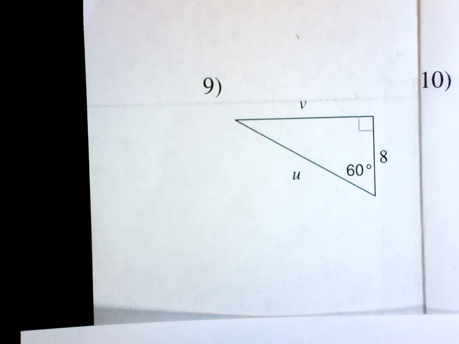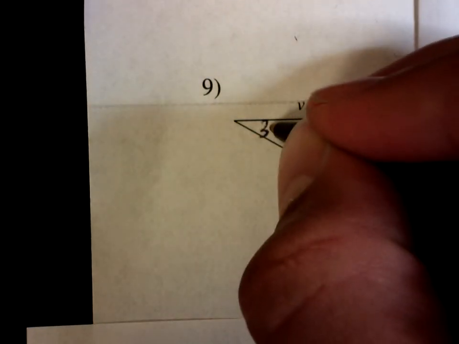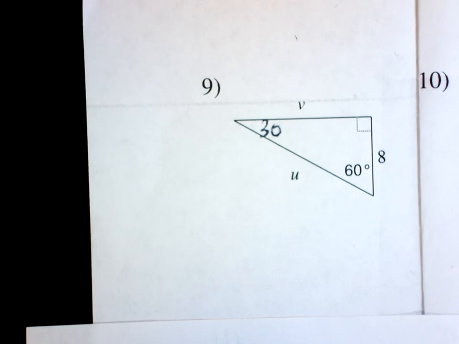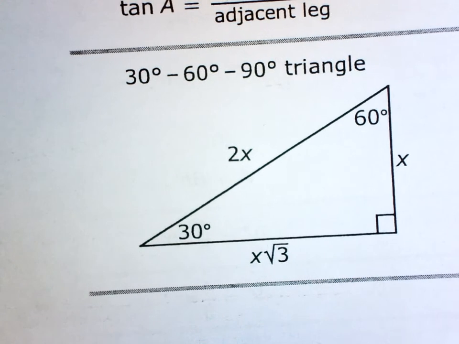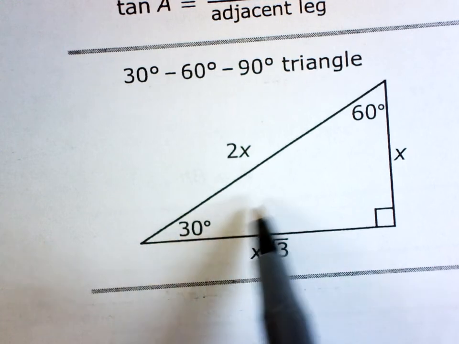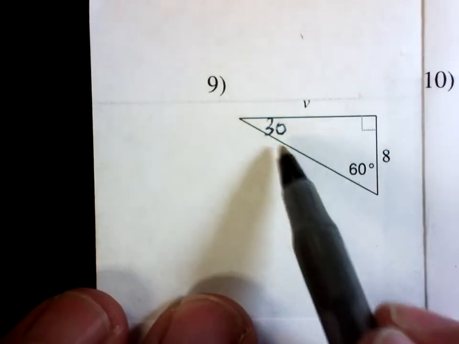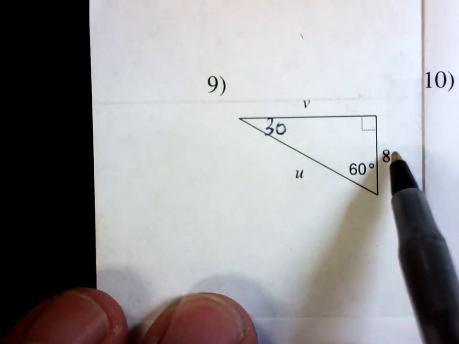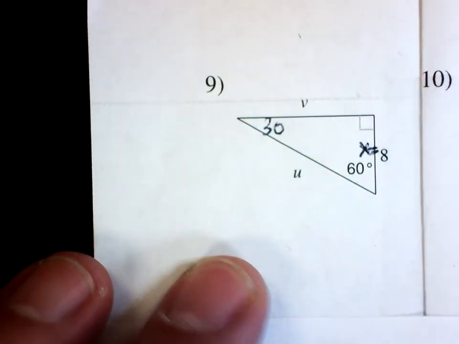So I look at this triangle. I recognize it, well, if that's 60, that's 90, then this has to be 30. So I recognize it as a 30, 60, 90 triangle. I then go to my formula chart, and I find the 30, 60, 90 triangle on my sheet. And I look at what it says, and it tells me the side opposite from the 30 degrees has to be the x. So I go to my triangle. The side opposite the 30 degrees, which in this one is the 8, has to be equal to x. So x equals 8. Okay?